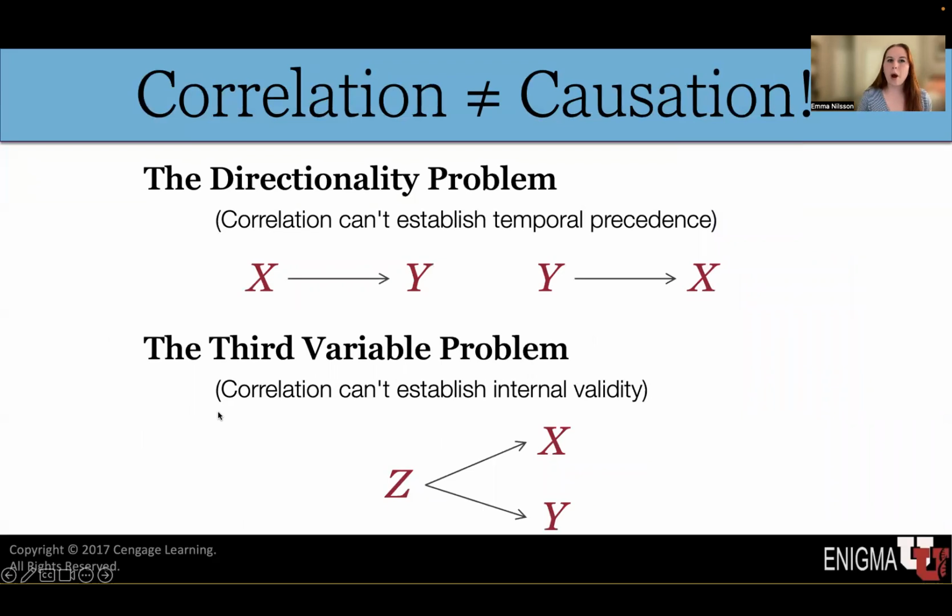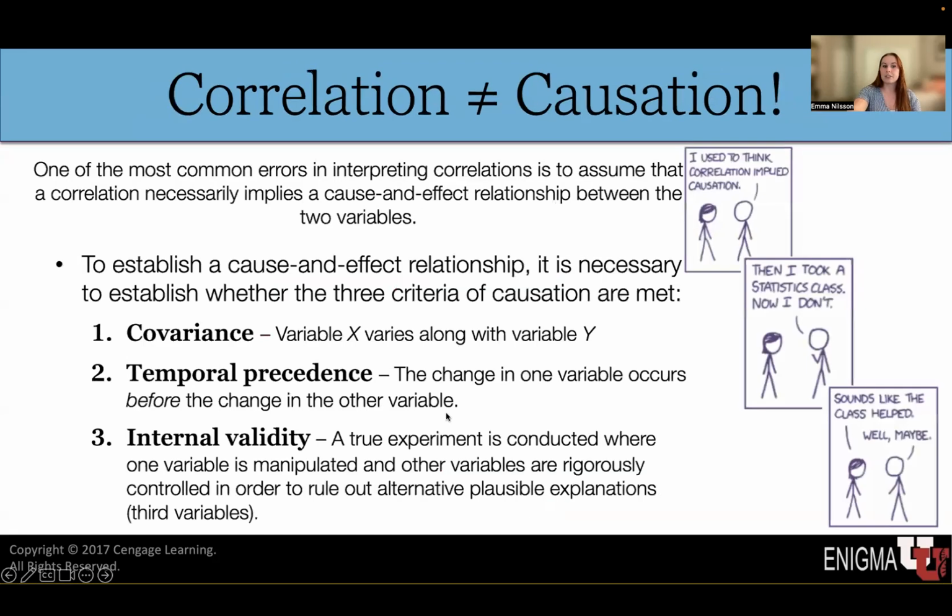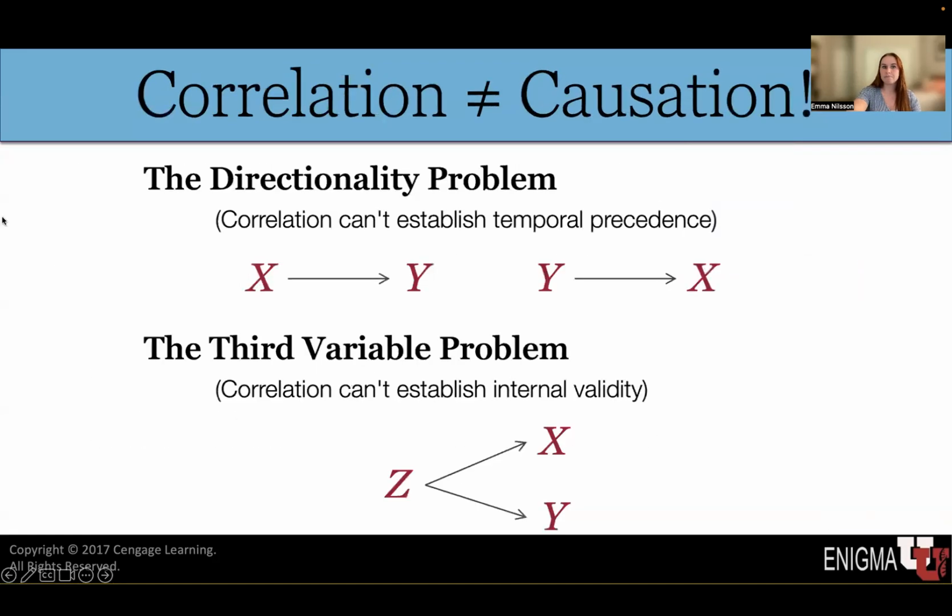There are two problems that we do not address when we're just testing for correlation, and those are the directionality problem, where correlation can't establish temporal precedence, and the third variable problem, where correlation can't establish internal validity.